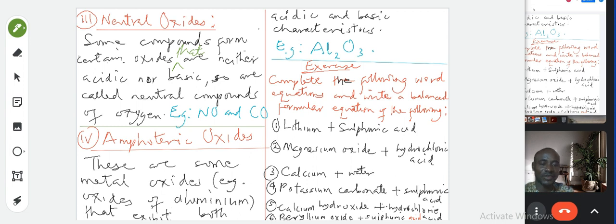So you can read it out. Complete the following word equations and write the balanced formula equations. That would be basically what we just did. I think we did some of them. Okay, we did some of them.